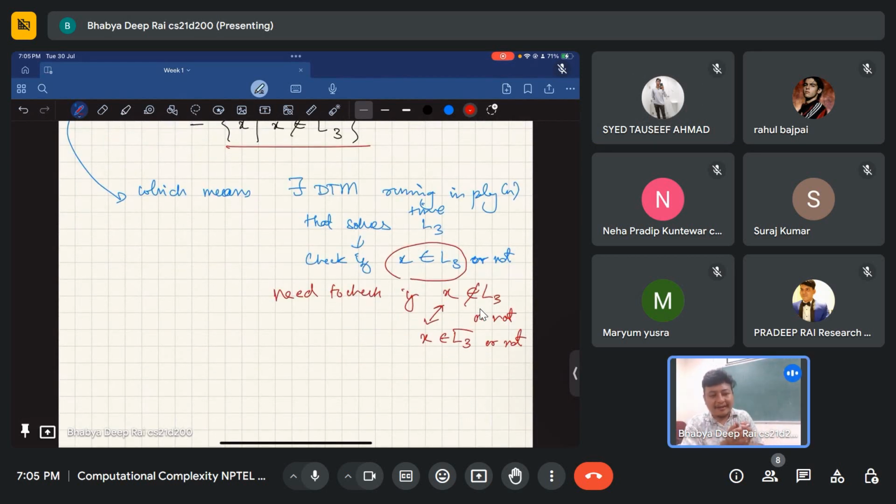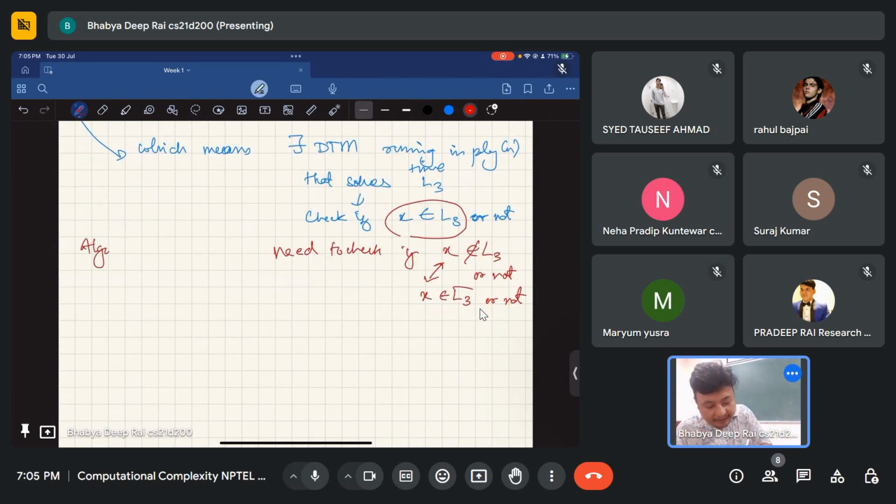I simply take the algorithm for L3, and take any string that I need to test. You give me a string X, and I will run that algorithm for L3. If M3 says yes, the string belongs to L3, then I need to say no. Why? Because if it said yes, then it belongs to L3, which means it does not belong to L3 bar.